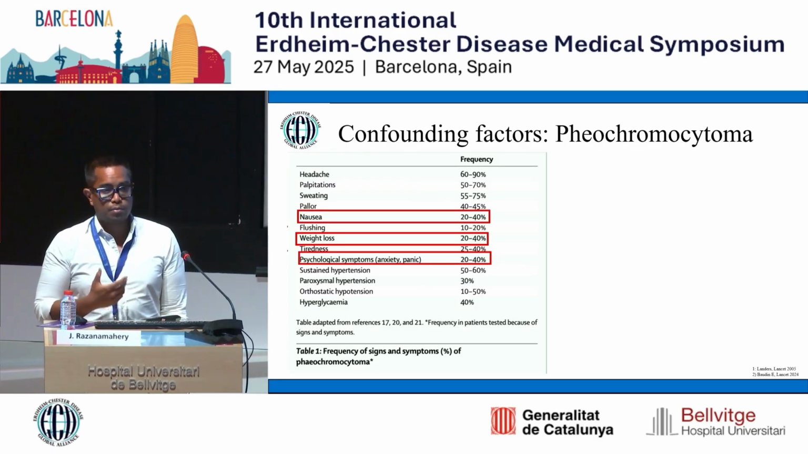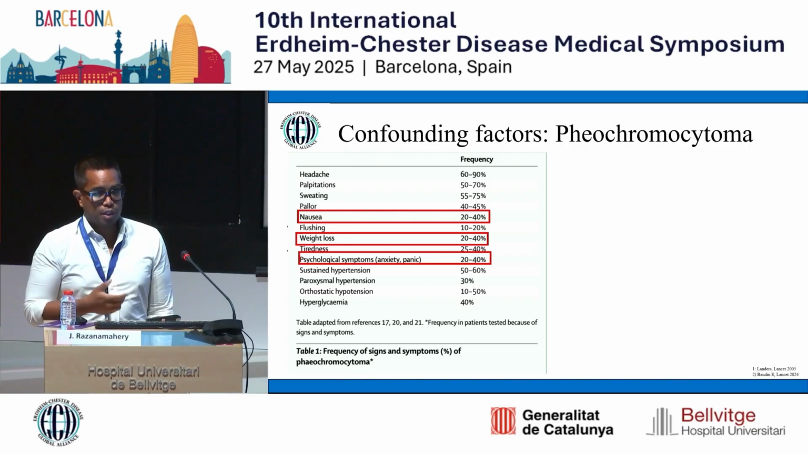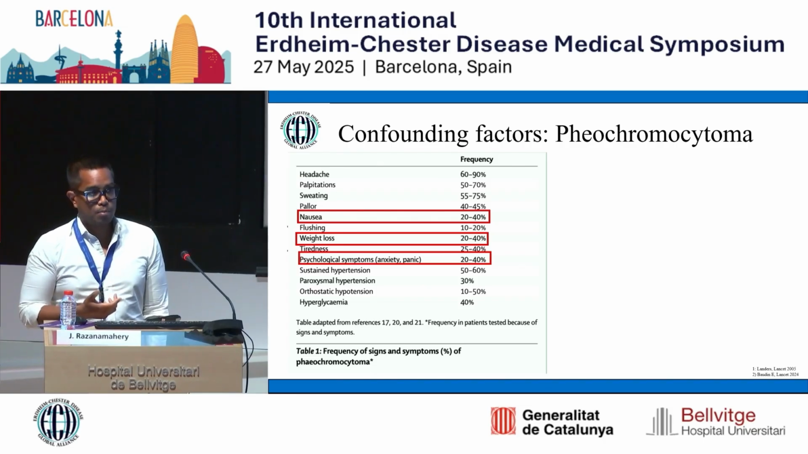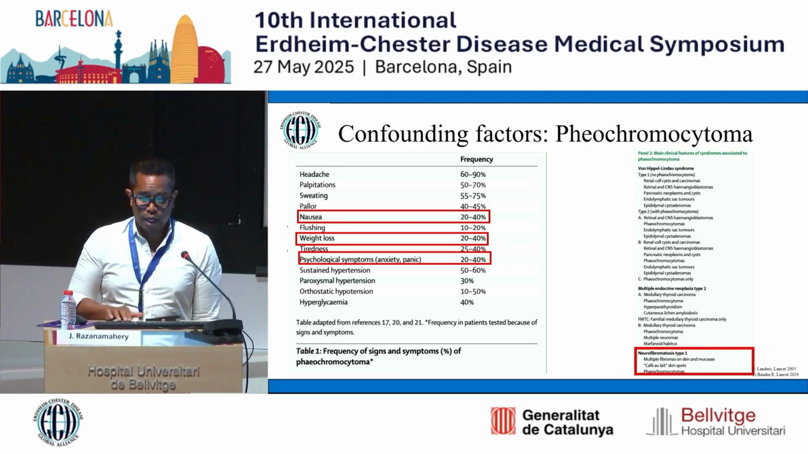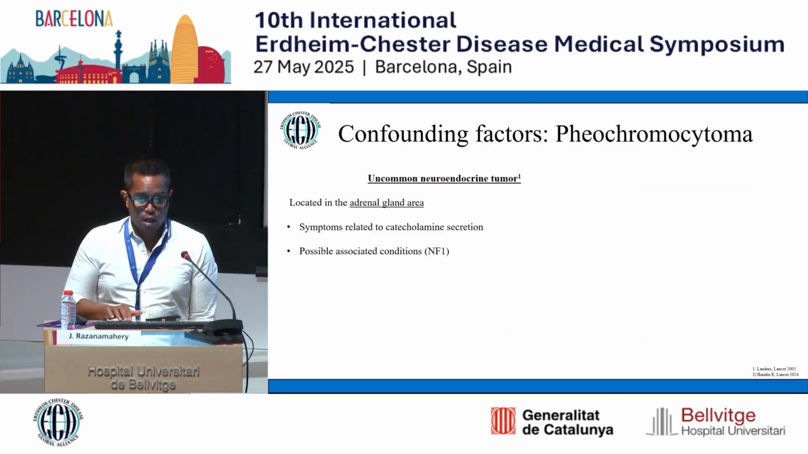So this is the kind of symptom that you can have with nausea, flush, weight loss, and abdominal pain, which was the first symptom that presented the patient. And you see the association with neurofibromatosis.